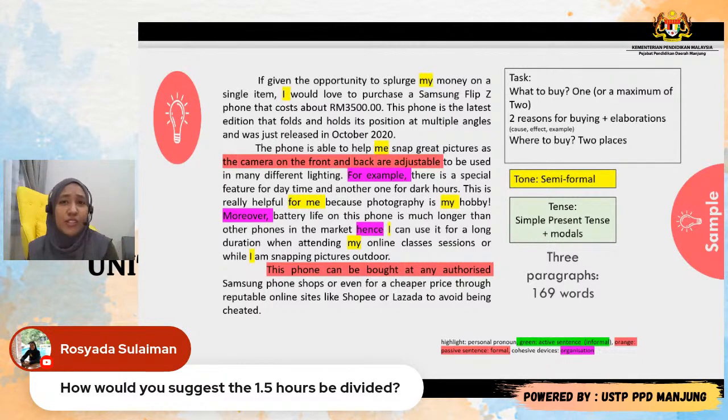If I have 3,500, I'm sure a lot of you out there have seen how awesome this phone is, right? So this one is an elaboration that I have about Samsung Flip Z. Because remember, you need to give one elaboration, all right? So I give a little bit of background also on the item that I want to buy because not everyone knows what is Samsung Flip Z. So the phone is what it can do and when it was just released.